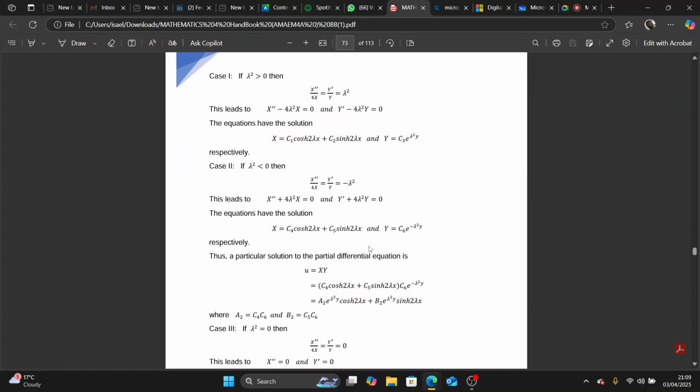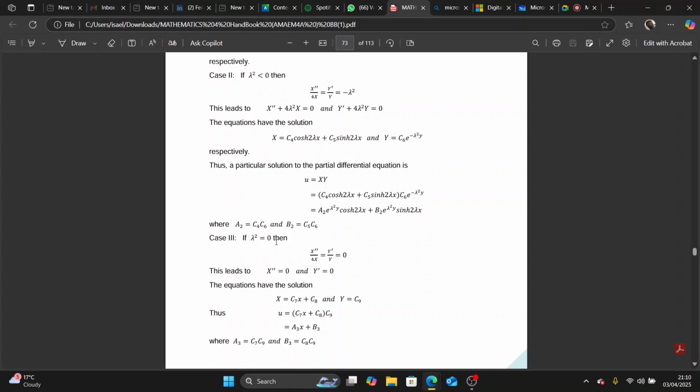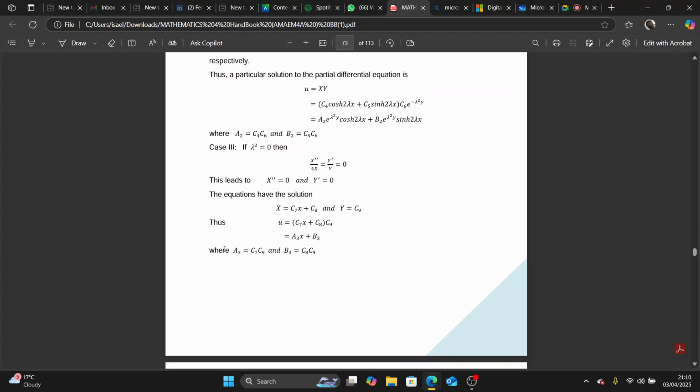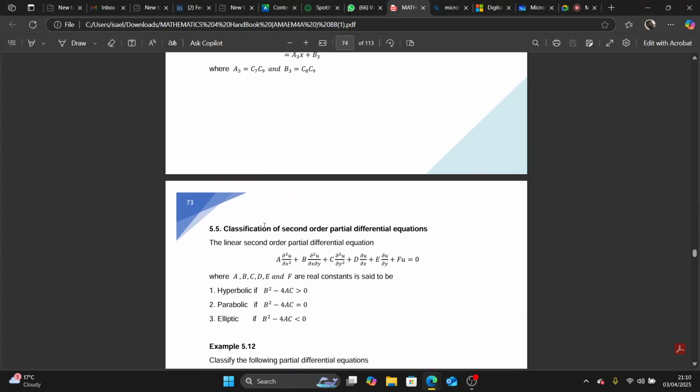I will explain it. If it is less than lambda square, you have this equation like this. You have this one, and then you have this one as solution. Respectively, u is equal to this, where a, b, c lead to this. Do not worry about this. You will see how it is solved. It's just an explanation. It's better we do it through an example.